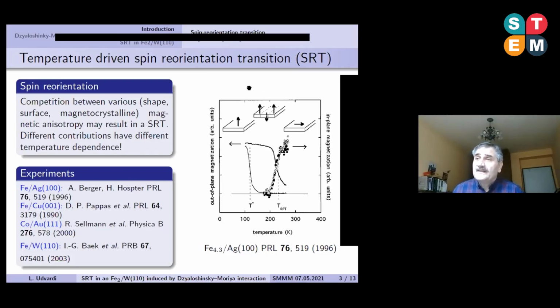Well, there are different kinds of magnetic anisotropies. We can have a magnetocrystalline anisotropy, we can have the shape anisotropy, we can have surface anisotropy, and so on. And the different kinds of magnetic anisotropies have a different temperature dependence. The competition between the different kinds of anisotropy may result in a thickness or temperature dependent reorientation.